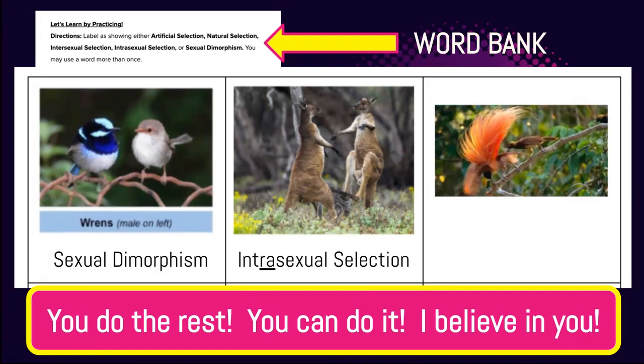In this other image, we have a male that is doing a dance with several other males, and it's trying to attract a mate. Because we have some dancing involved, the female is choosing. It's going to be intersexual selection.